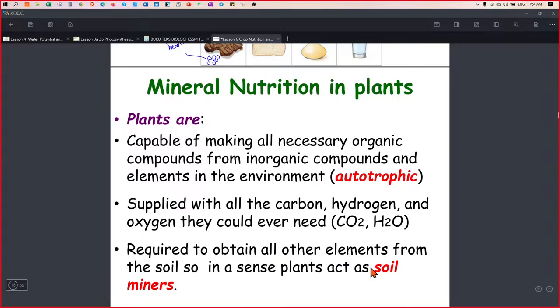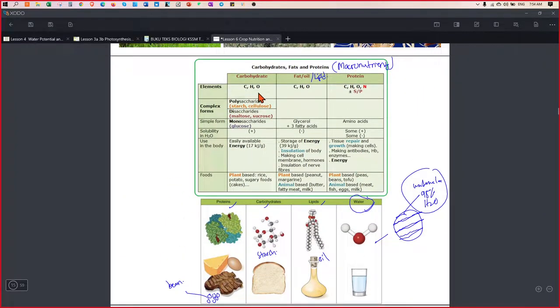All right. So what about the mineral nutrition in plants? Plants, as you know, are very capable of manufacturing their own food because they are autotrophic, as long as they are provided with all the building blocks for the food. These are the building blocks for the food: carbon, hydrogen and oxygen. You can regard these as the framework nutrients, because regardless of any macronutrients that come later, this is always the building block, the framework, or the backbone. Sometimes people call it the backbone nutrient. Carbon, hydrogen, oxygen, the CHO.